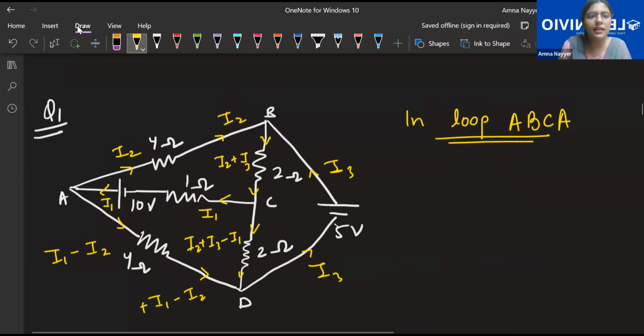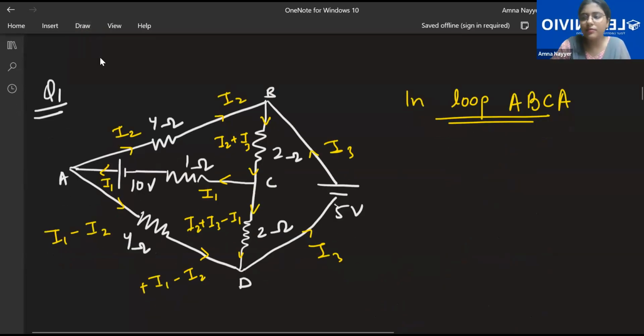So this is how you have to distribute the current. The next question is a little simpler one, so you'll not have so much trouble in it. And this is a good question from your NCERT. So practice this properly after the class as well.